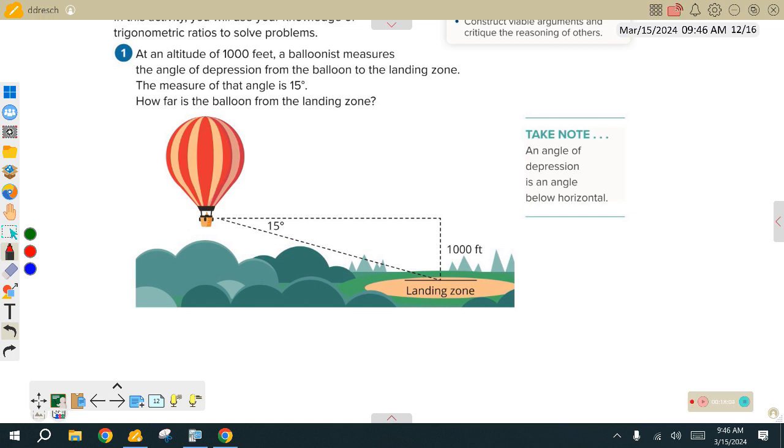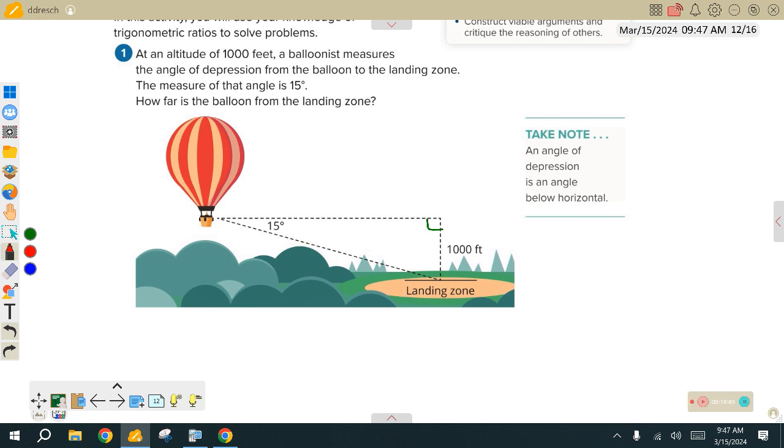Now, as they draw that triangle, they drew their right triangle a bit inverted, which is totally fine. They did not draw theirs straight down to the ground. Who cares? It's the same thing. But how far is the balloon from the landing zone? Usually hot air balloons come in a bit at an angle as they come in, and then they will land. They don't always come in and then go straight down.